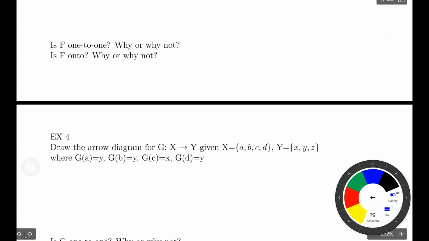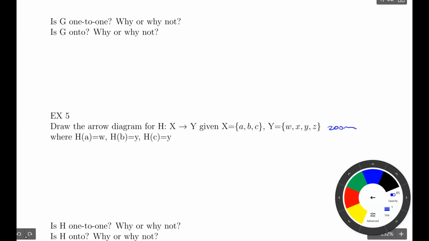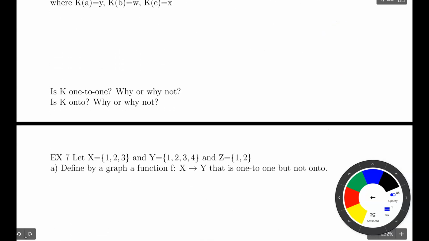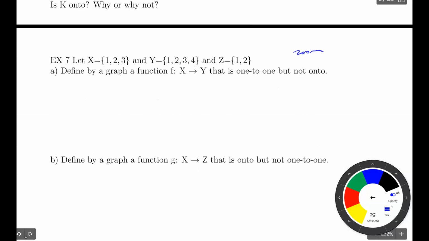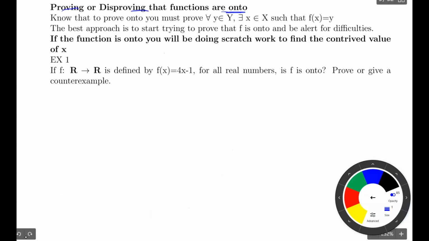Okay, I should have just continued on, but I'm going to have you do these in the Zoom time, and this, and this. This will give everyone a little practice. All right, so then finally, let's come on to onto. So, proving or disproving that functions are onto. So how do we do this? All right, here we go.